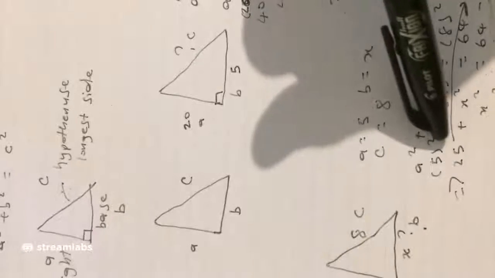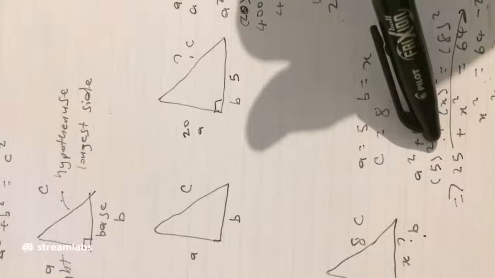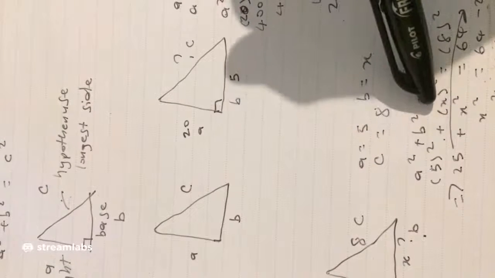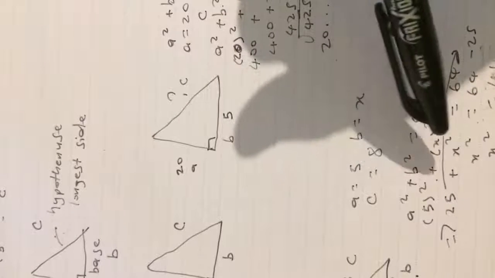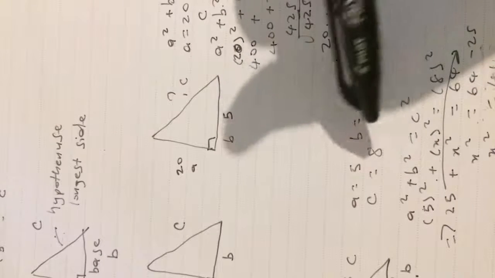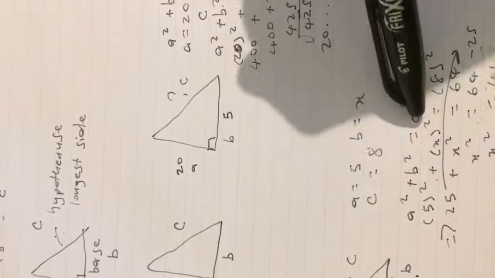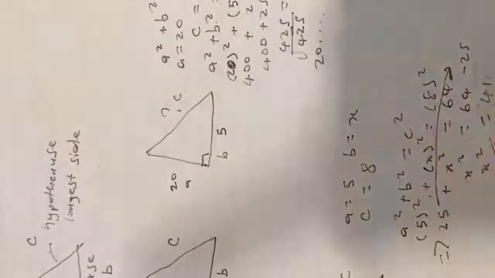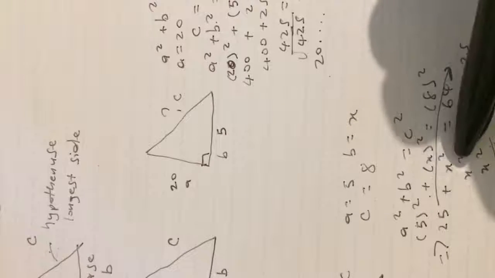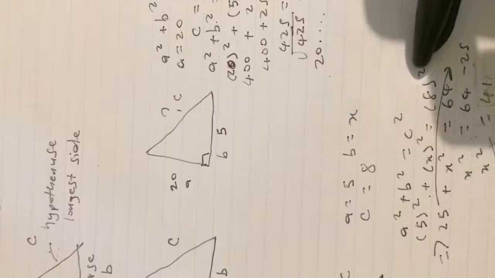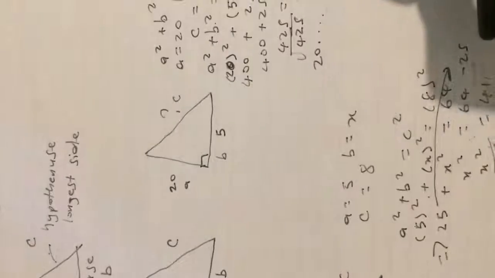Where we see a, we put 5, and a is being squared, so we have 5 squared. Where we see b, we put x, and since b is being squared, we square the x. Where we see c, we put 8, and we square it as well. So now we have 5 squared, which is 25, plus x squared, is equal to 8 squared, which is 64.